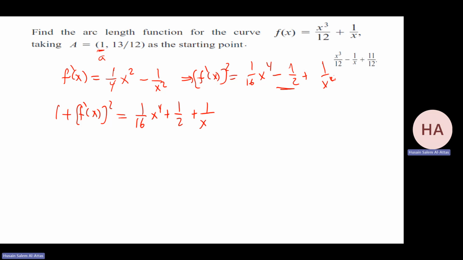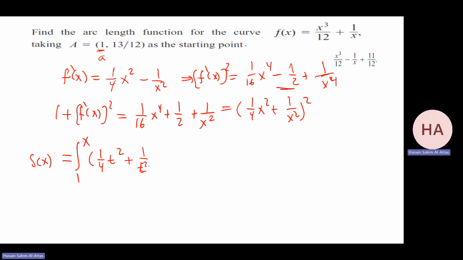Plus 1 over x to the power 4. I square this. So plus 1 over x squared, which is, go back to this, but with the plus sign, whole square. So now L, or S of x in this case, will be the integral from 1 to x, this is in terms of t, of 1 over 4 t squared plus 1 over t squared, dt.